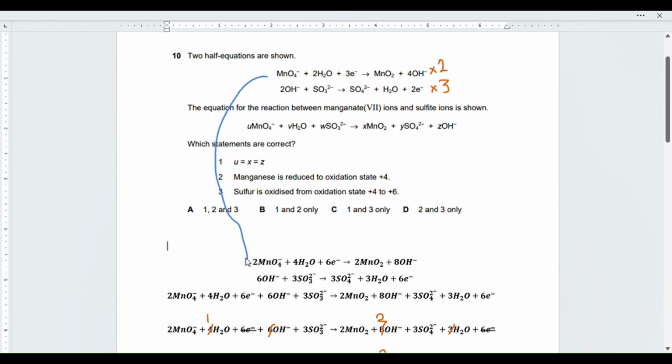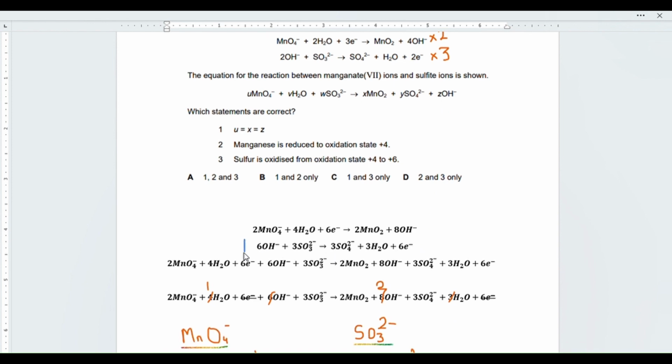So I did this over here, and now since this entire equation is multiplied by 2, I get 6 electrons here, and every single coefficient is multiplied by 2, so it becomes 2MnO4, 4H2O, and then 6 electrons. Similarly, every single coefficient is multiplied by 3 over here. Now I'm going to add both sides of the equation.